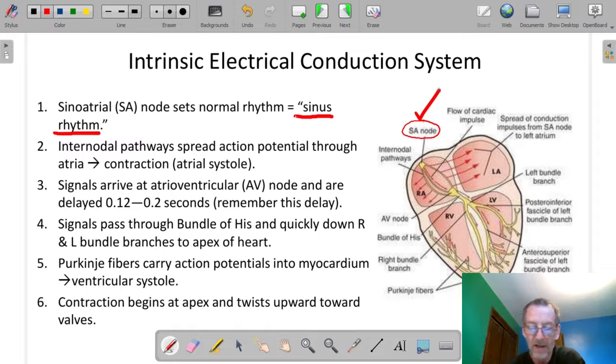That's a sinus rhythm. So once the action potentials start at the pacemaker cells of the SA node, the signals travel down these internodal pathways toward the AV node. And at the same time that those electrical impulses are traveling to the AV node, the action potentials are also spreading throughout the contractile myocardium of the atria.